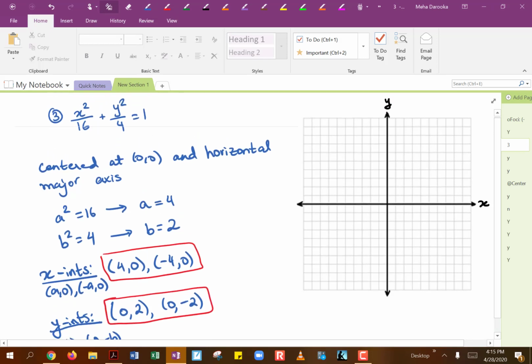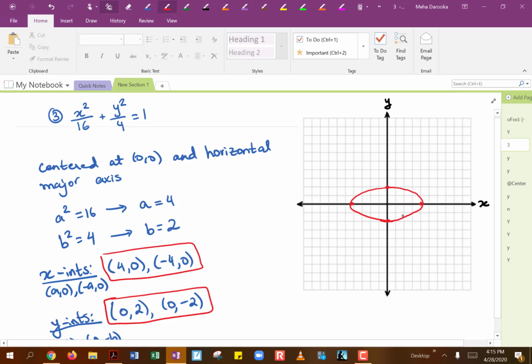So now we can go ahead and plot these. So positive 4, 0, negative 4, 0 for the x-intercepts, and then 0, 2 and 0, negative 2 as the y-intercepts. And like I said, you need these 4 intercepts to come up with your ellipse.